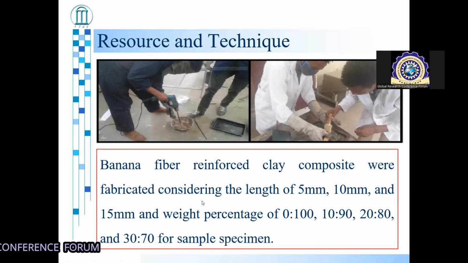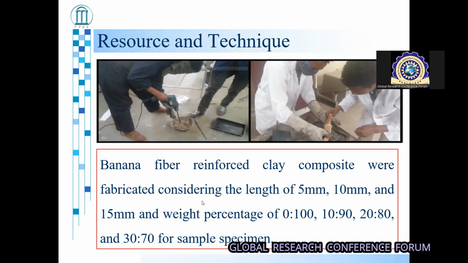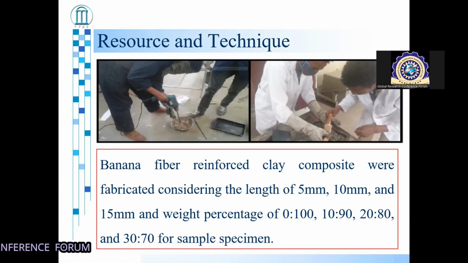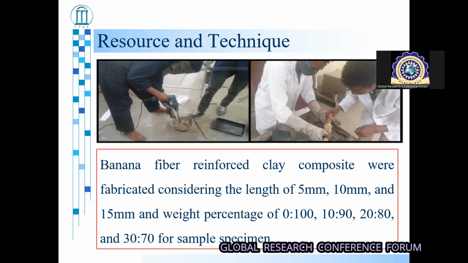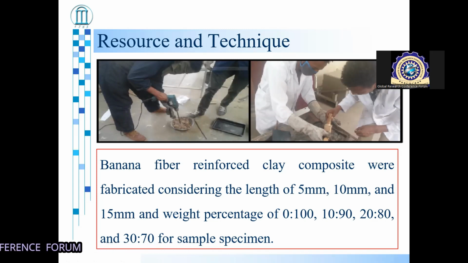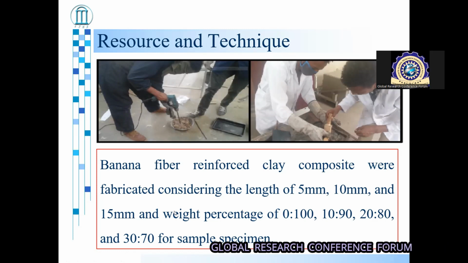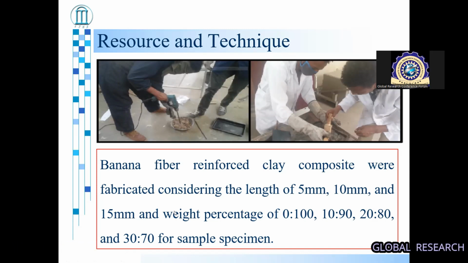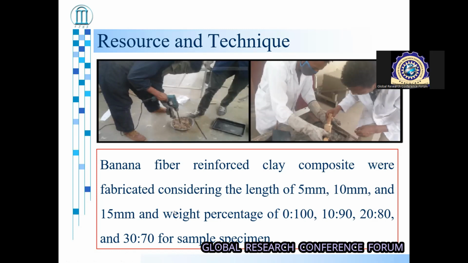Then when we see the other considerations, the fire resistance test, we consider the treated fiber and untreated fiber in order to handle this application. Basically we found the treated one has a more positive impact on the brick that's manufactured from the banana fiber and clay composites.